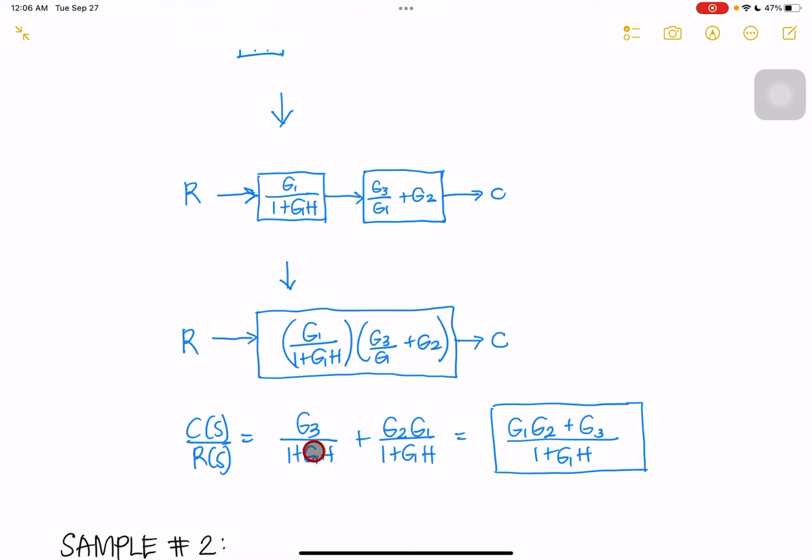So, ano lang yan, simplify lang, both na merong 1 plus G1H sa ilalim. Okay? So, yung G3, lalagyan ng 1 plus G1H, tas yung G2, G1, lalagyan din. Okay?